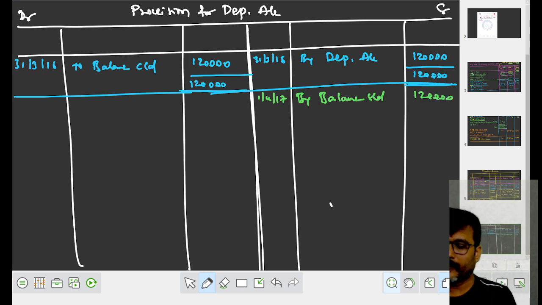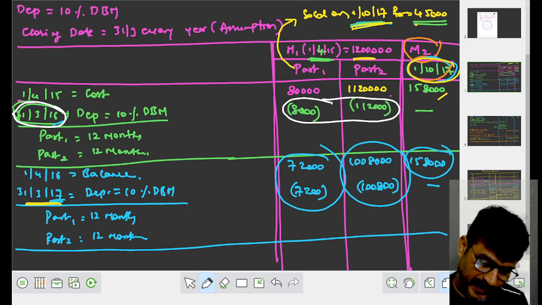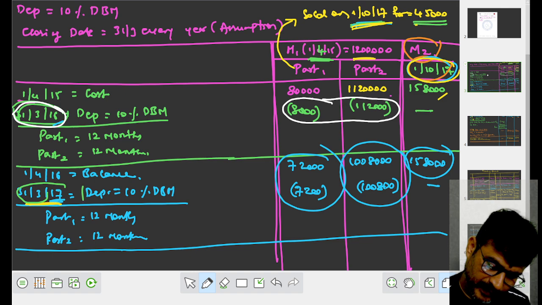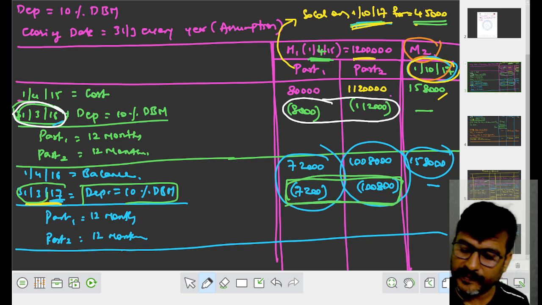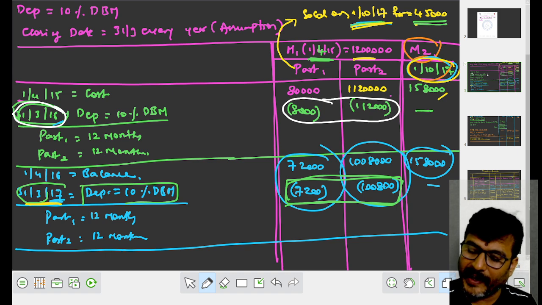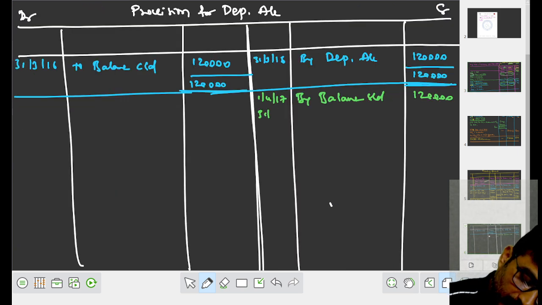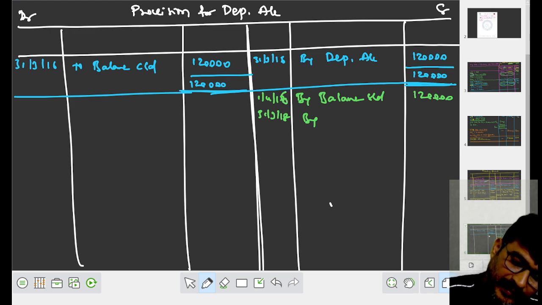1,20,000. See what happens in the second year. In the second year, that is on March 17, the depreciation is 7,200 plus 1,08,000. Am I right? Oh sorry, it is 16. Here and there I am making mistakes in writing the date. It is 1st April 16 brought down, 31st March 17. By depreciation account, I think it comes to 1,08,000, right?